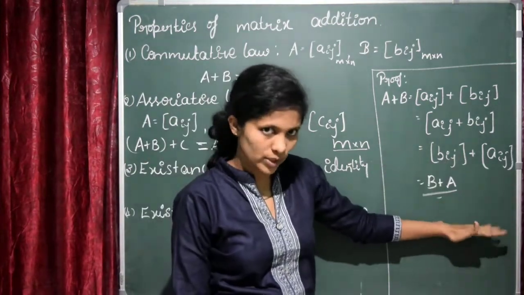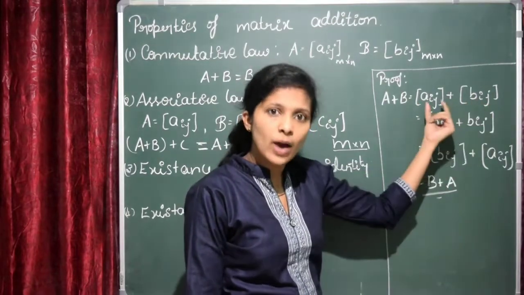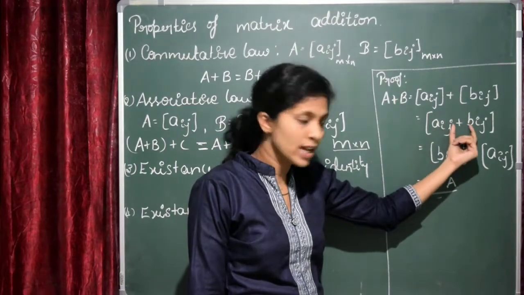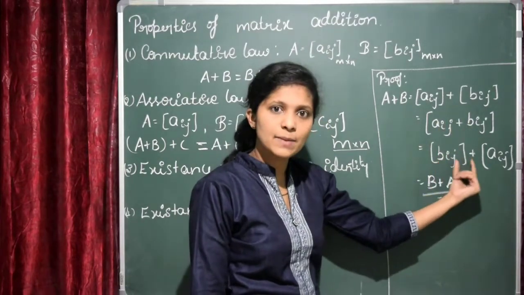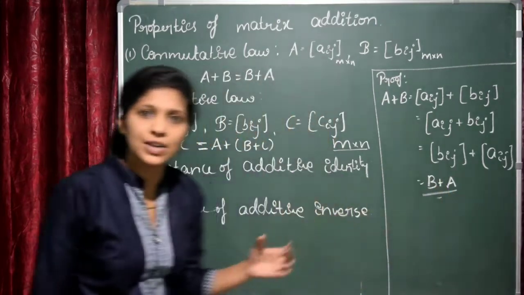Actually this is not important, but we'll see. A plus B is equal to Aij plus Bij. You have to add the corresponding elements. That's why I can write Aij plus Bij. Right? I can swap this to Bij plus Aij. So this will be equal to B plus A. So matrix addition is commutative.